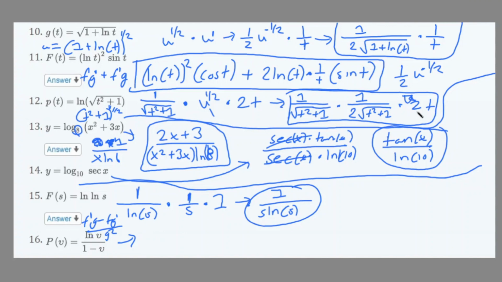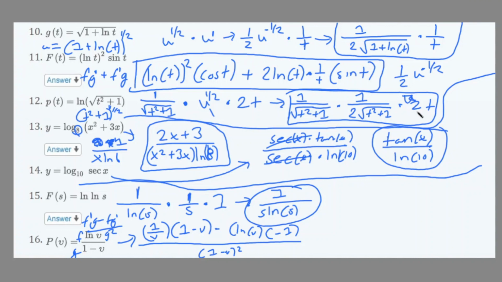So for this, what we're going to do is f is the top, g is the bottom. So f prime is going to be 1 over v multiplied by g, which is 1 minus v, minus f, which is going to be ln v, multiplied by g prime, which is going to be negative 1. All of that is going to be over 1 minus v squared.